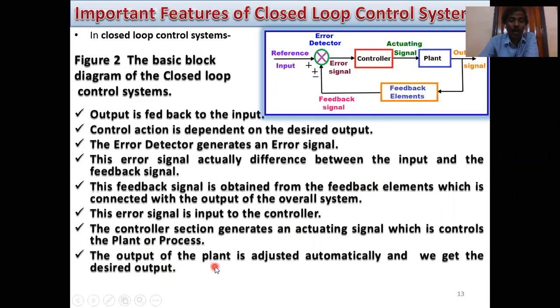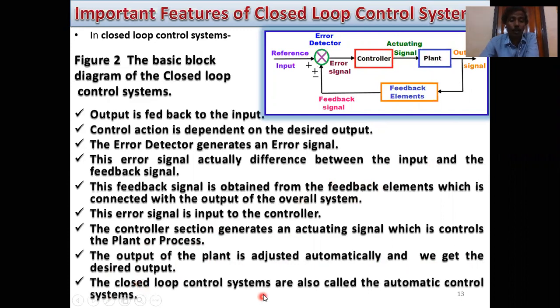The output of the plant is adjusted automatically, and we get the desired output. This is the desired output. Closed loop control systems are also called automatic control systems.